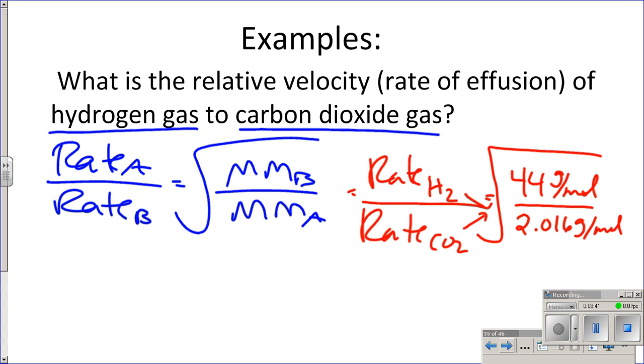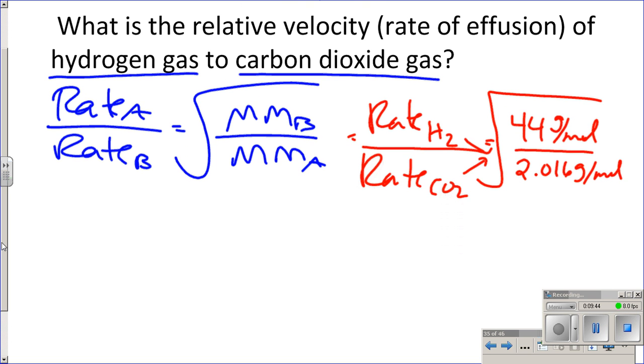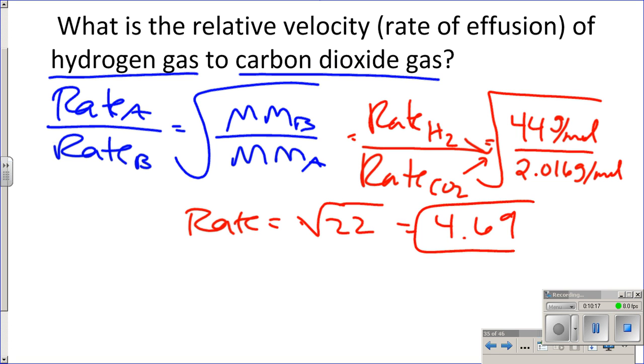Okay, so let's see what kind of math we can do in our head. There's probably not much here, but essentially we have rate is equal to square root of 44 over 2. Well, 44 over 2, isn't that square root of 22? Yeah? So 44 divided by 2 is 22. So this is basically the square root of 22. I have no idea what that is. Calculator. Like 4 point something. Square root. 4.69.